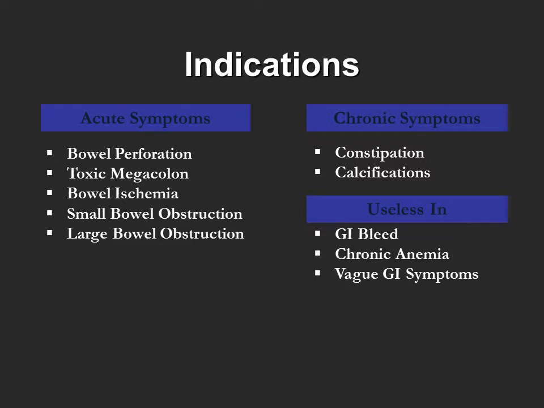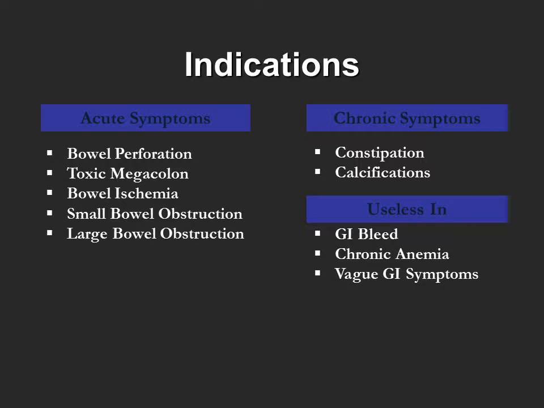Abdominal plain films have limited usefulness with the advent of new imaging technologies, such as CT and ultrasound. However, plain films are a particularly useful and inexpensive imaging modality for the diagnosis of some conditions. In an acute situation, signs of bowel perforation, toxic megacolon, bowel ischemia, and both small and large bowel obstruction can be seen on a plain film of the abdomen.